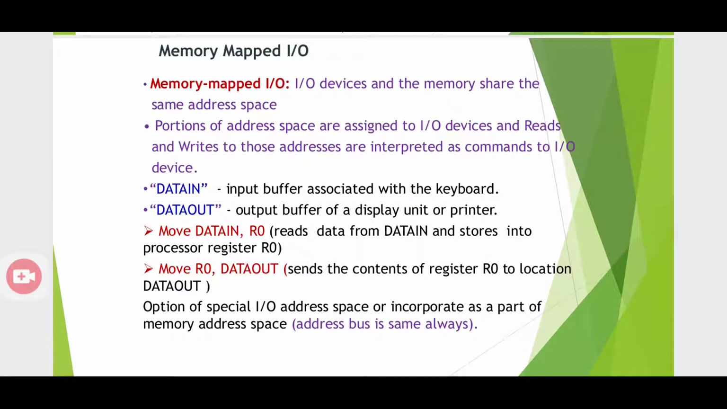And for accessing this input output, mainly we have memory mapped IO. Actually here IO devices and the memory share the same address space. Here we are using two registers, data registers, that is data in and data out. So the address space assigned to the IO devices is the same as that of the memory address. Clear? That is the main mechanism in memory mapped IO.